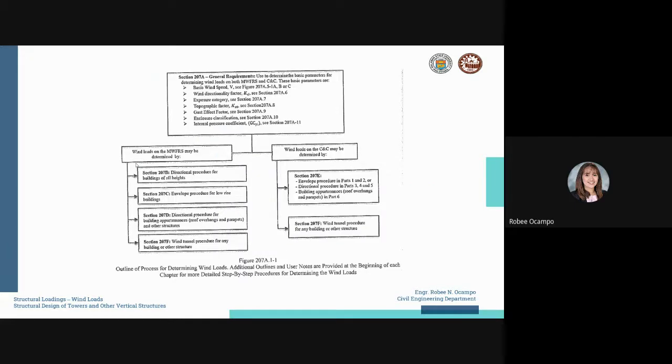Okay, so we have here a flow chart, no? This is the section 207.